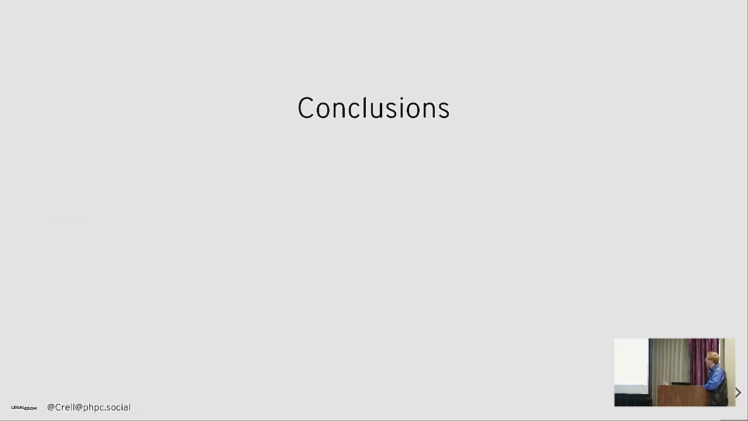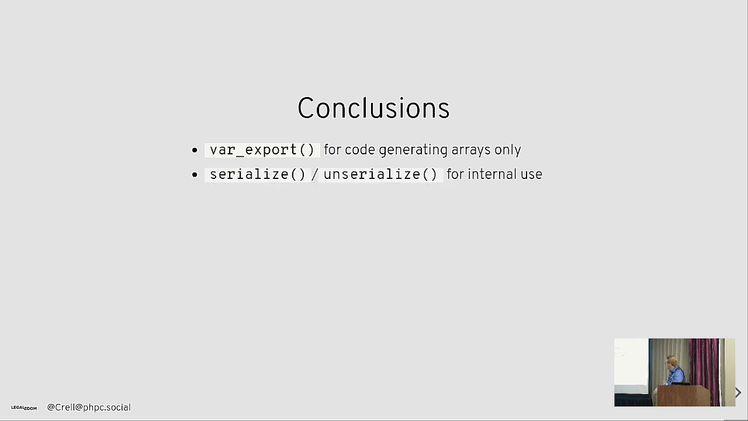Whew. That's a lot. What have we learned? var_export is great for code generating arrays. If you're doing code generation and dumping out a giant configuration array, var_export is great for that. You should not use it for anything else. If you have a value that you're just using internally for your application, not internally to your company, internally to your application, then serialize and unserialize are going to be your fastest option. Just like if you're writing something to a cache or generating data that you're going to read a lot and so on, this works fine.